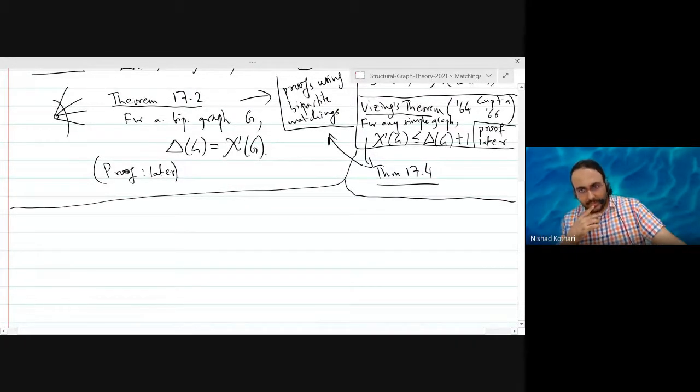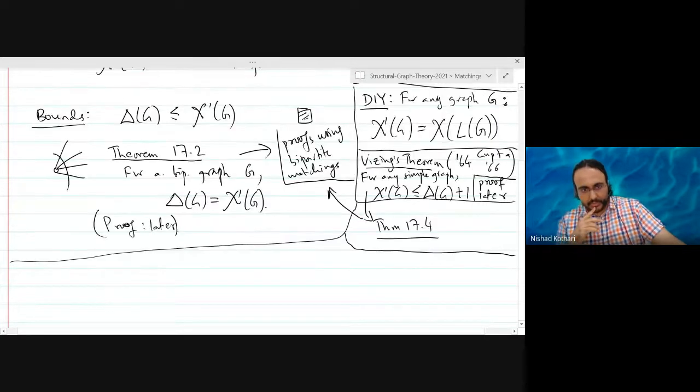Anyway, so those are the 2 results we'll be proving in edge colorings as applications of bipartite matchings. Okay.